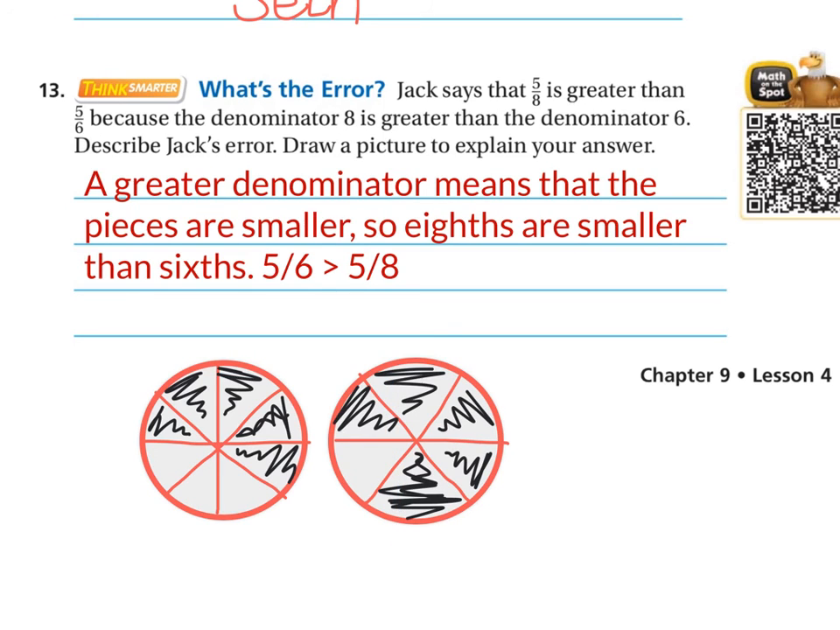When the denominator is smaller, like sixths, the pieces are actually bigger because we have the same size whole, but we have less pieces inside. So sixths are greater than eighths. So therefore 5/6 is greater than 5/8.